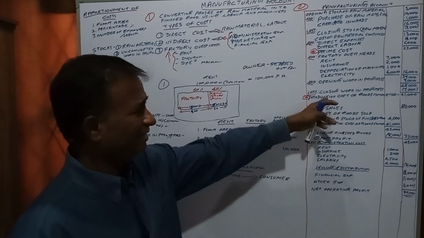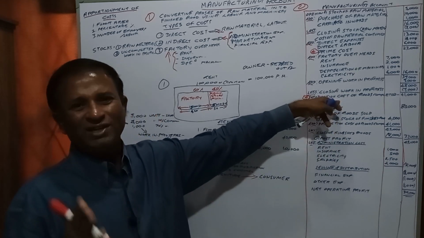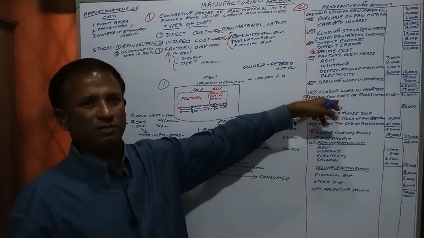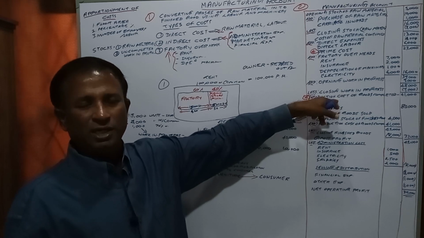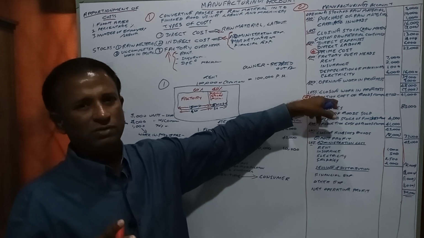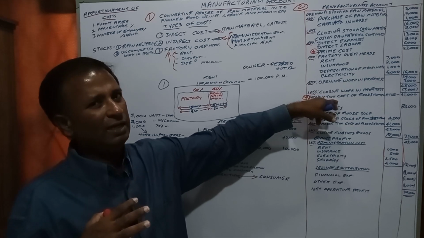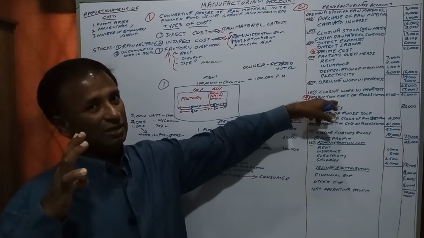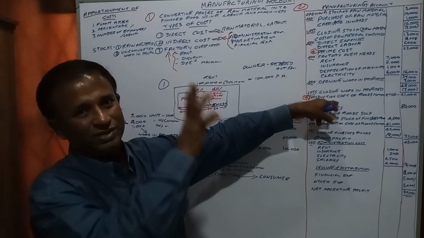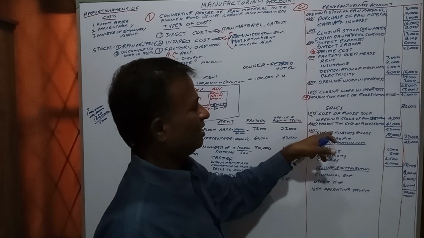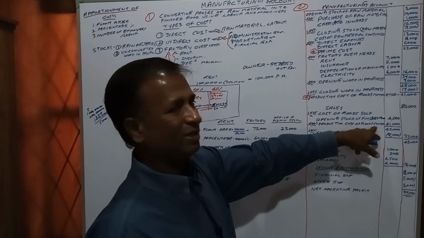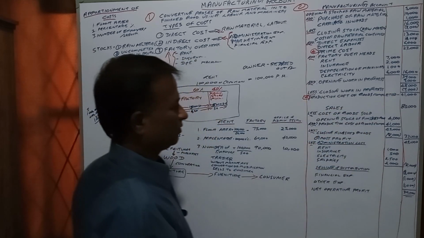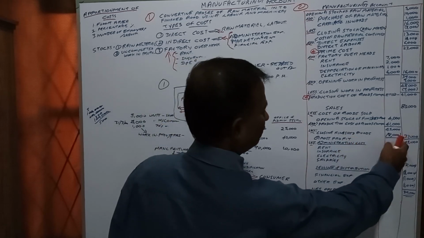In the manufacturer's trading account, you won't get any type of purchases. Understood? Purchases are raw material, which goes to the manufacturing account. Here you will get the production cost of goods completed. Then you will arrive at a gross profit of 43,000.